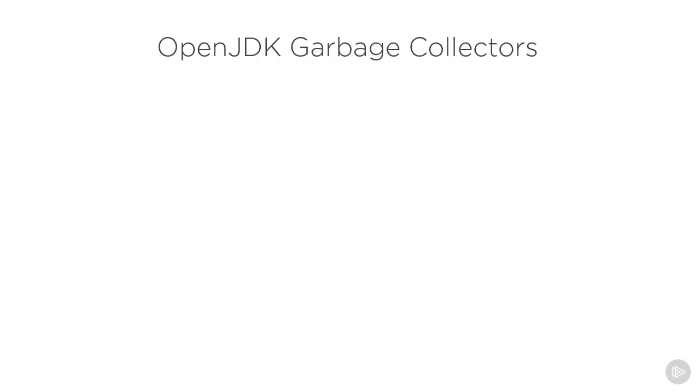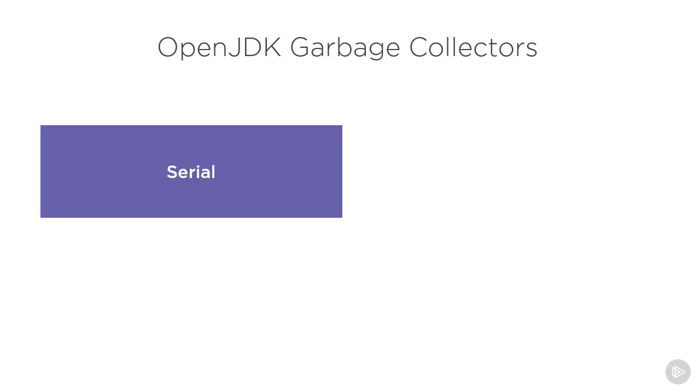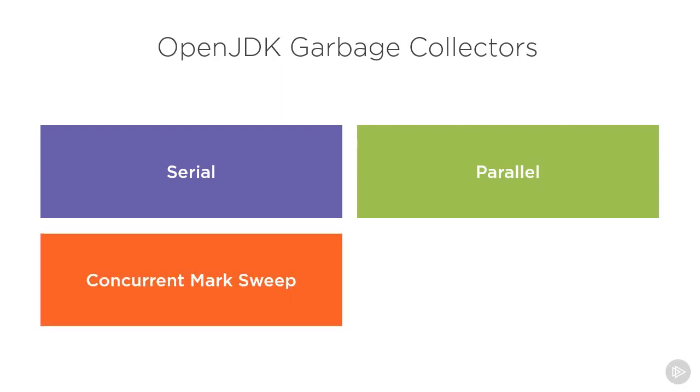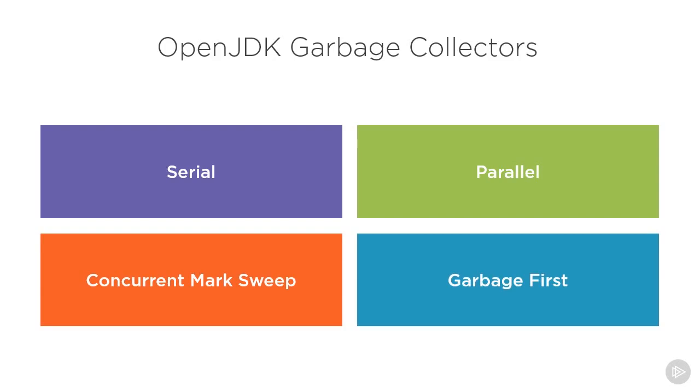There are 4 main garbage collectors available in current JVMs. They are the serial collector, the parallel collector, which is also known as the throughput collector, the concurrent mark sweep collector, or CMS collector, and the garbage first garbage collector, or G1GC.